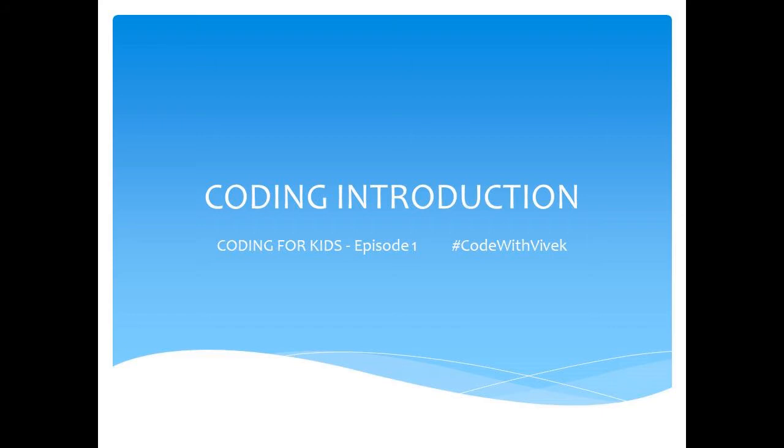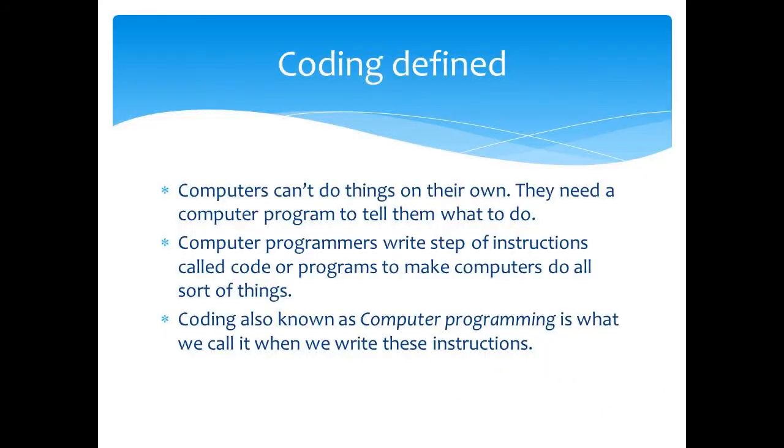Computers can't do things on their own, they need a computer program to tell them what to do. Computer programmers write steps of instructions called code or programs to make computers do all sorts of things. Coding, also known as computer programming, is what we call it when we write these instructions.